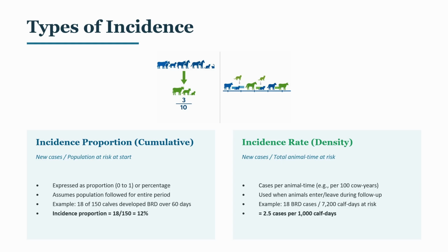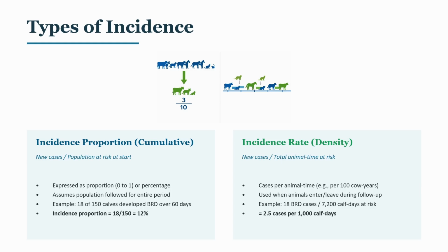This measure assumes all animals are followed for the entire period, but in real populations, animals are born, die, are sold, move in and out. The population is not stable. For those situations, you use the incidence rate. Incidence rate, also called incidence density, accounts for the fact that different animals contribute different amounts of observation time. Instead of dividing the number by the number of animals at the start, you divide by the total animal time at risk, the sum of the time each animal was under observation and disease-free.